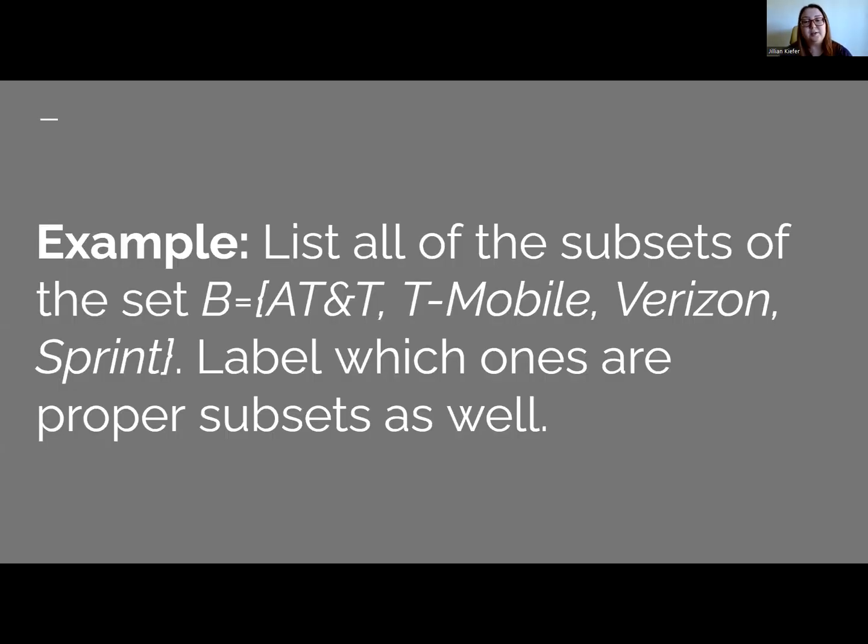So we're going to do a longer example together. We're going to list all of the subsets of the set B, which is AT&T, T-Mobile, Verizon, and Sprint. Then at the end, we'll label which ones are the proper subsets as well. So this is a slightly larger set. On our last example, we looked at a set of 3 elements. This is a set of 4 elements. And if we remember, from our set with 3 elements, we ended up in total having 8 subsets. So let's see how many subsets we end up with when the number becomes 4 elements. Shouldn't be that different, right?